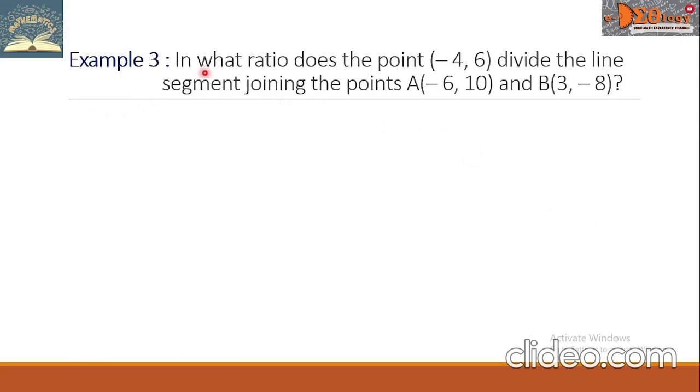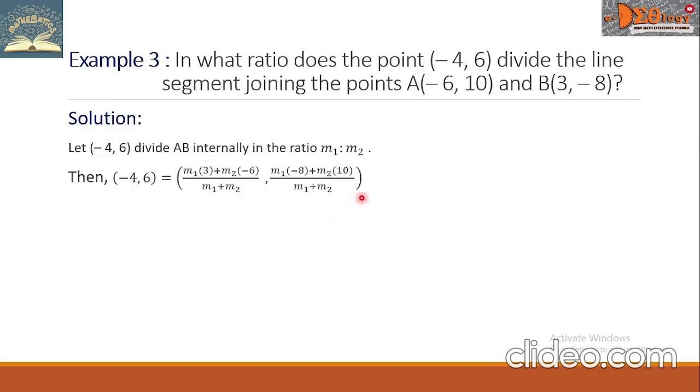Example 3. In what ratio does the point negative 4, 6 divide the line segment joining the points A, negative 6, 10, and B, 3, negative 8? Let negative 4, 6 divide the line segment AB internally in the ratio m sub 1 is to m sub 2. We will use our section formula and it becomes like this.